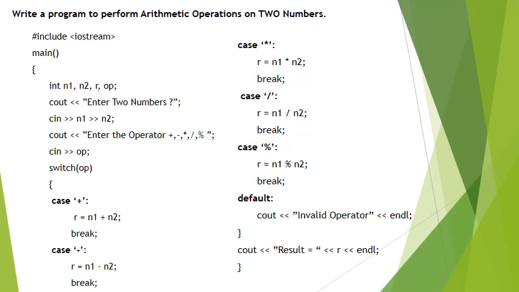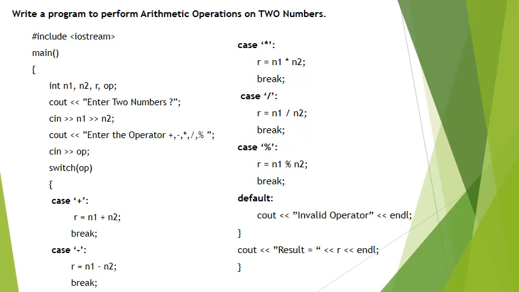In the switch statement, we check the value of the variable op. If op is plus, then the case plus will be evaluated. That is, it will find the sum of n1 and n2 and the result will be stored in the variable r. After that, it will exit from the block. If the op value is minus, then it will find the difference of the two numbers and the result will also be stored in variable r, and it will also exit from the block.